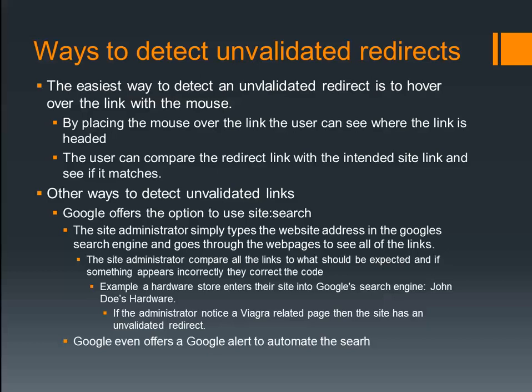You get to go through your pages, and a good example would be if you put John Doe's hardware store in there, and the next thing you know, you're going through like two or four pages, everything looks good. All of a sudden, on page four, you notice your site is linked to Viagra. Now, naturally, a hardware store is not going to be selling Viagra. So at that point in time, you can follow the links backwards and see exactly where your site was hacked and what you need to do on your side to change that code to make sure it doesn't happen again. And Google even offers Google Alerts now to automate the search and make it a little bit easier for you.